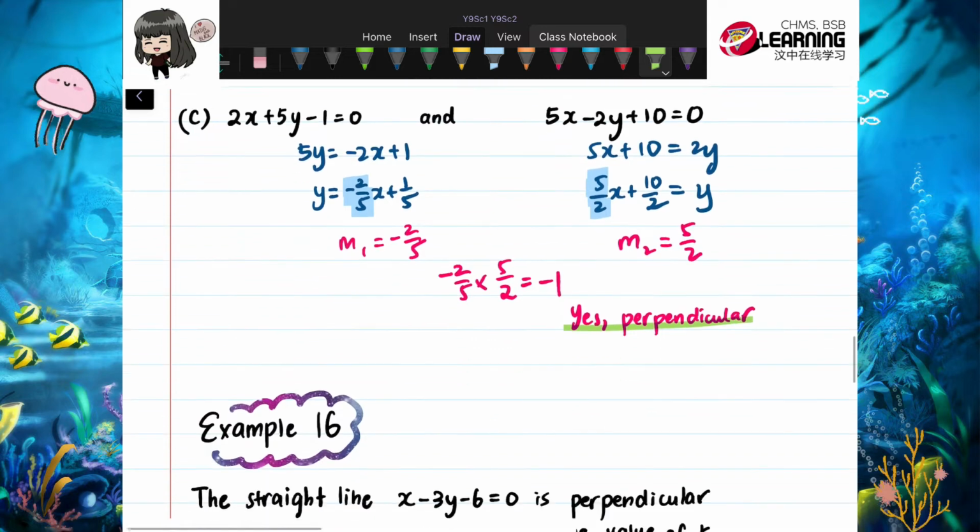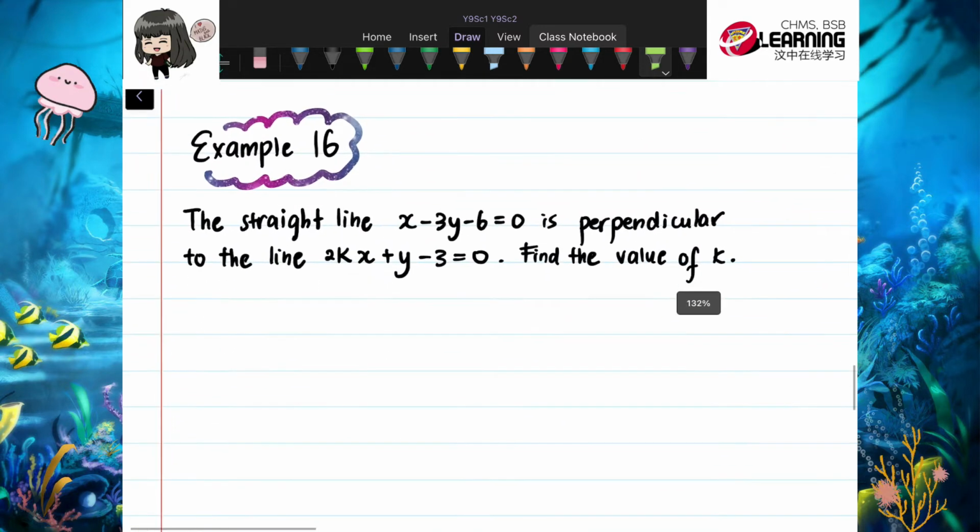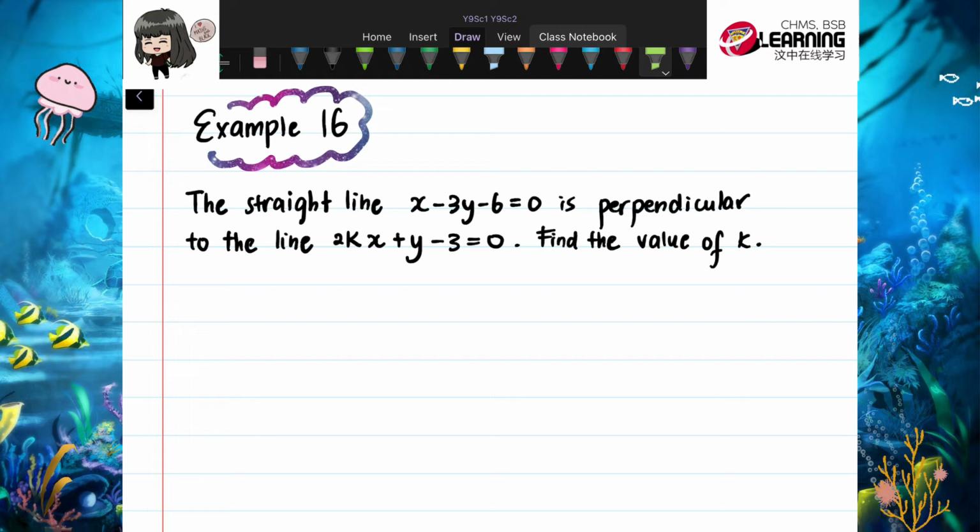Alright, let's look at example 16. The straight line is perpendicular to the line. The two equations are given. Find the value of k. We know that these two lines are perpendicular. The keyword here is the word perpendicular. When we see perpendicular, you must think of m1 times m2 equals negative 1, or the negative reciprocal, which is faster.